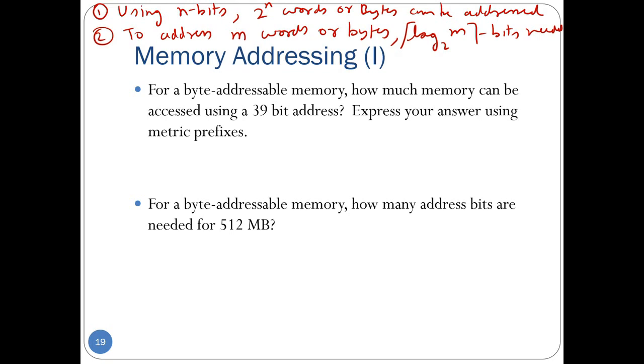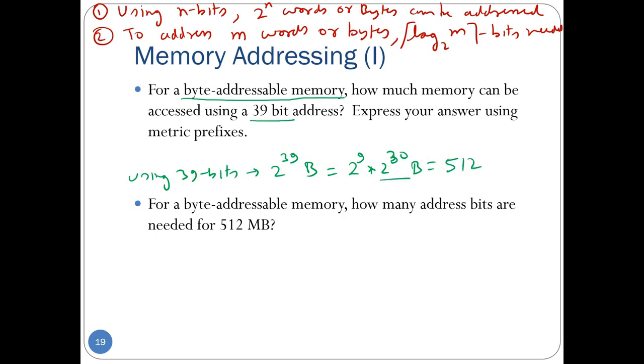So the first problem here says that we are given an address of 39 bits, and we have to figure out how much memory can be accessed using this. So again, recall, using 39 bits, you can address 2 to the power 39 bytes, right? Because the problem tells us this is a byte addressable memory. So 2 to the power 39 is basically 2 to the power 9 multiplied by 2 to the power 30 bytes. So recall that 2 to the power 9 is 512, and 2 to the power 30 is actually giga, right? So this is 512 gigabytes.